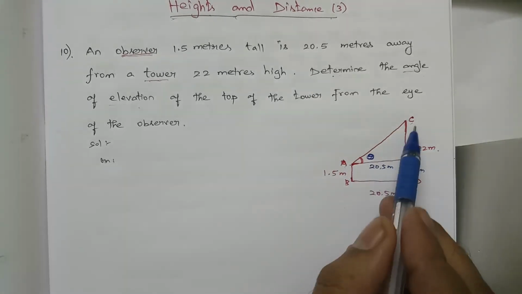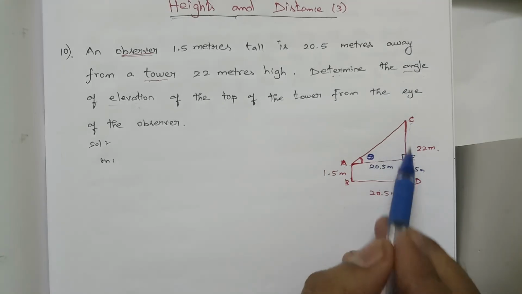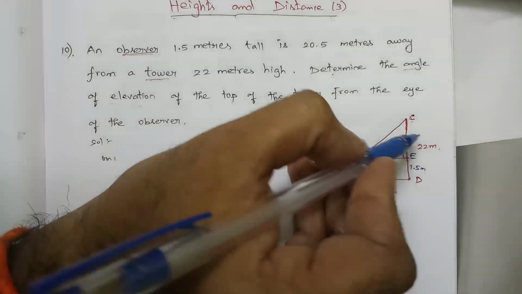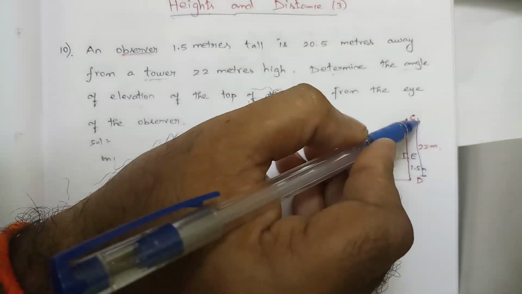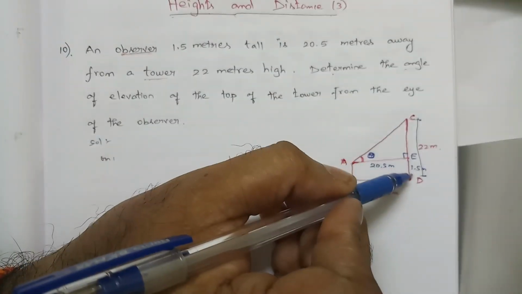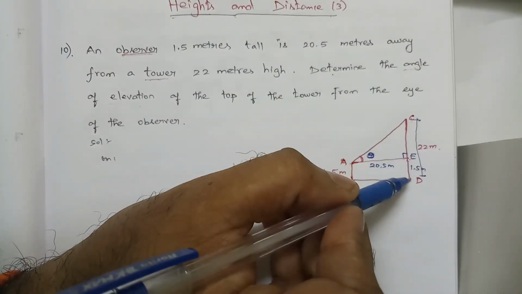Then we are looking for the length of EC, right? How can we find it? We know the total CD is equal to 22 meter, and ED is equal to 1.5.